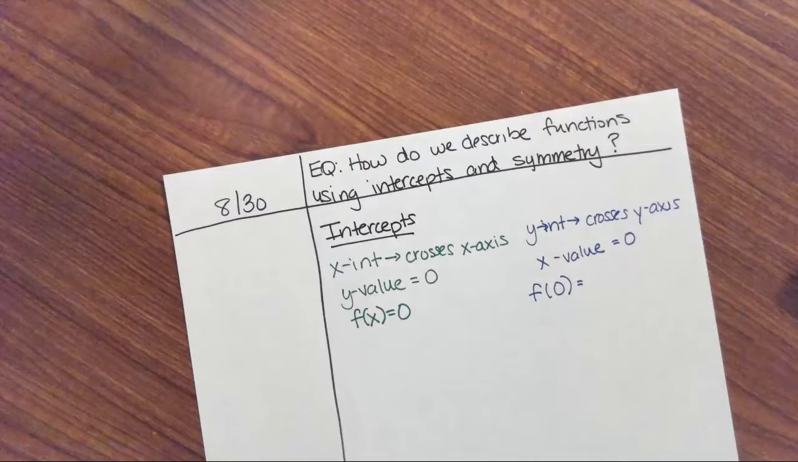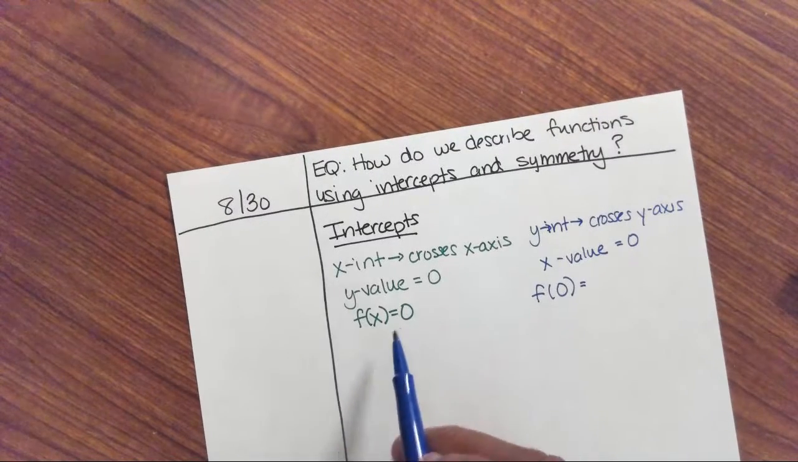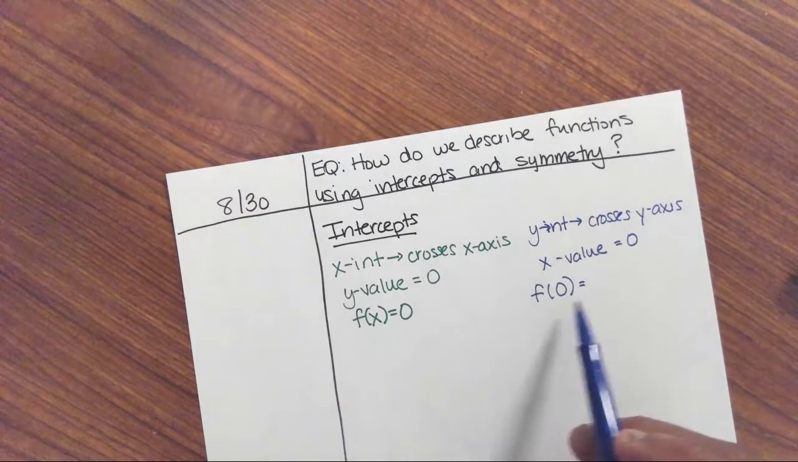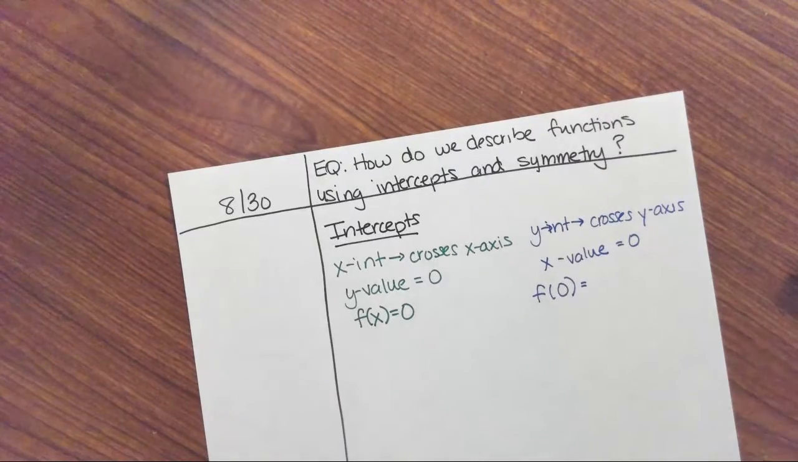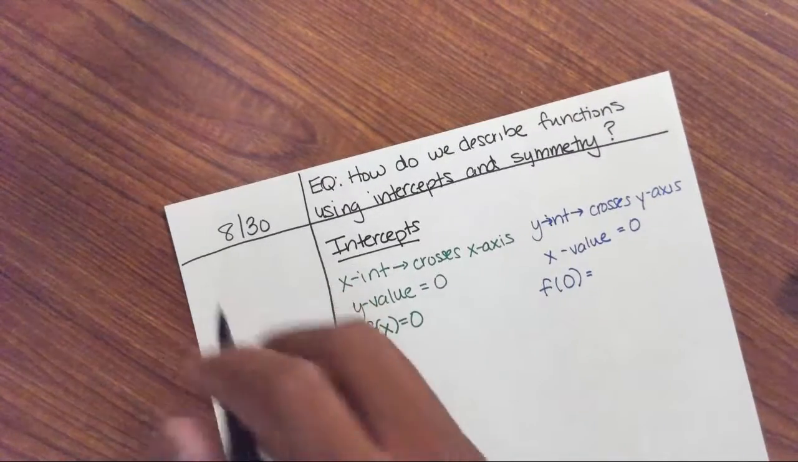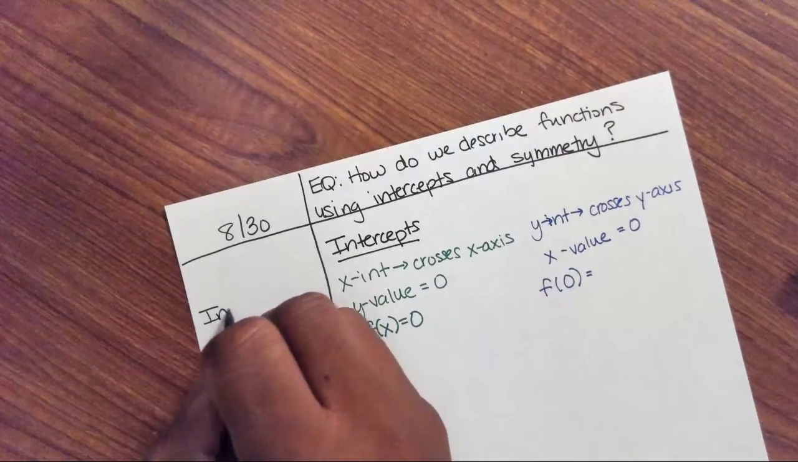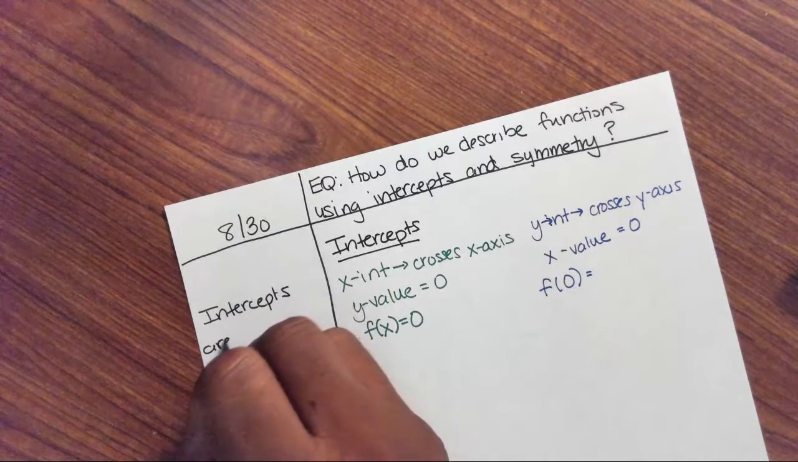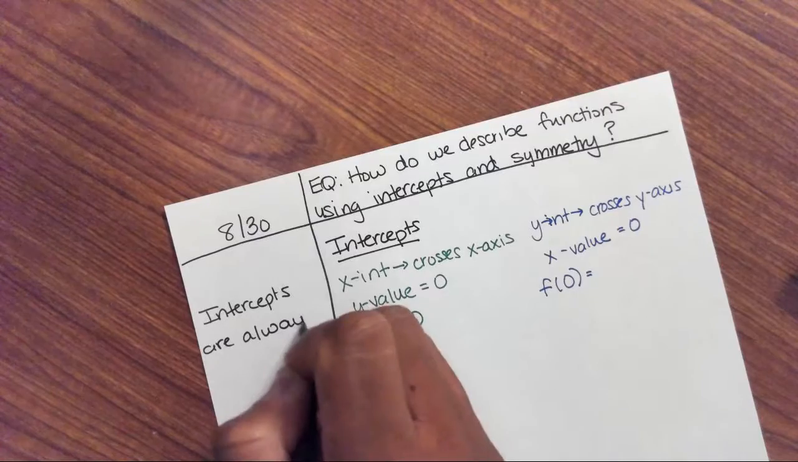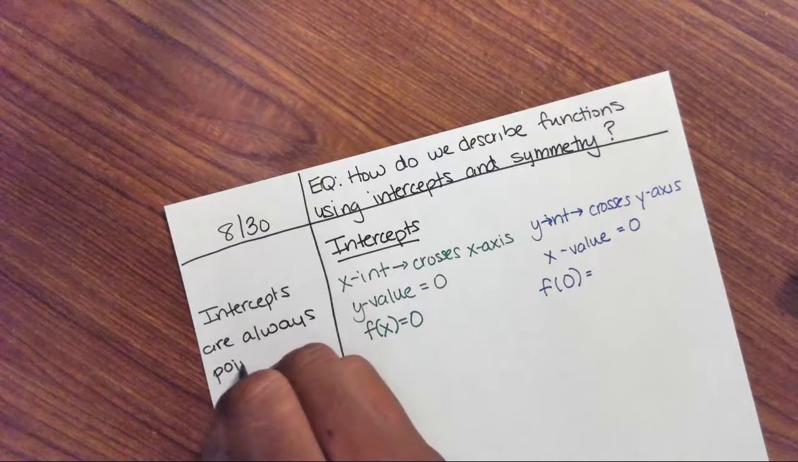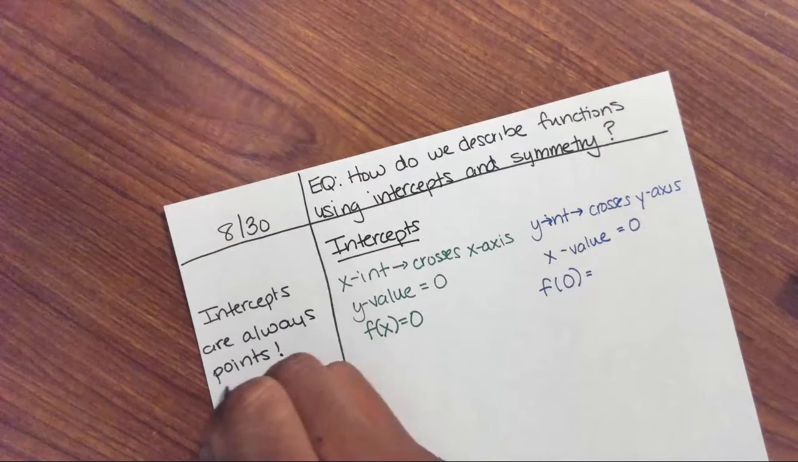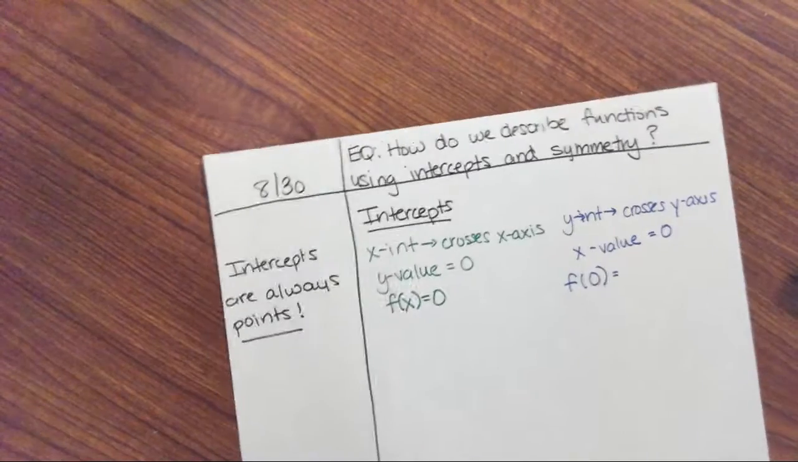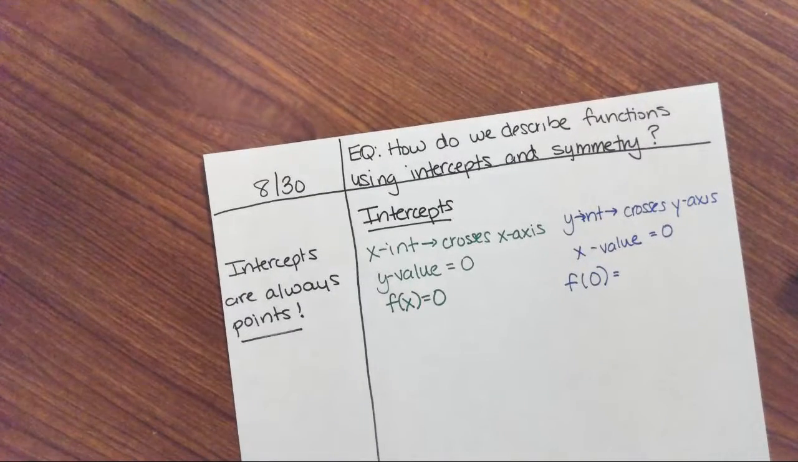Realize there's a distinction there. One says set the function equal to 0, the other says that the X values are all 0, right? Both of these, the intercepts, are always going to be written as points. They're always points. You understand that? Intercepts will always be points.